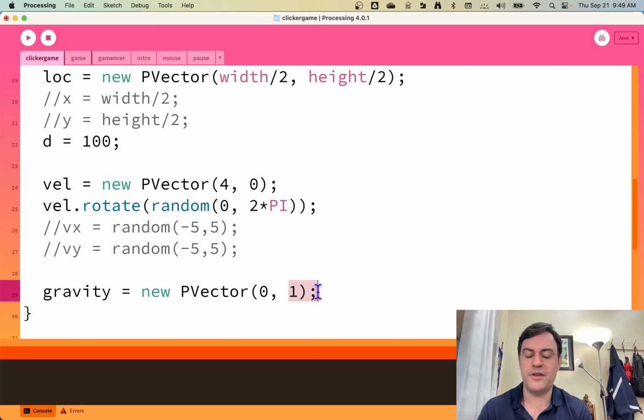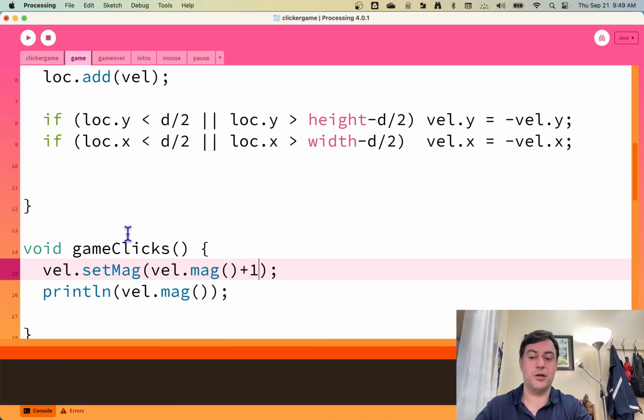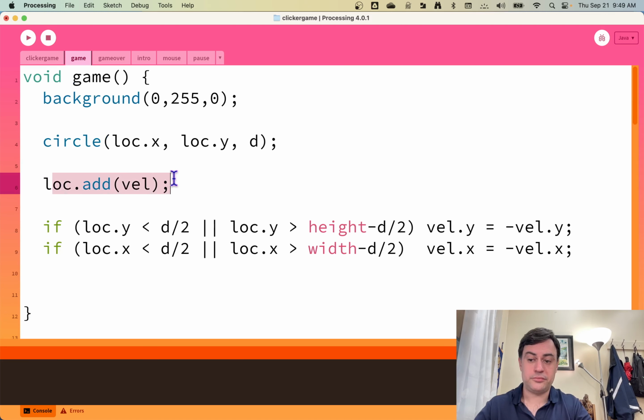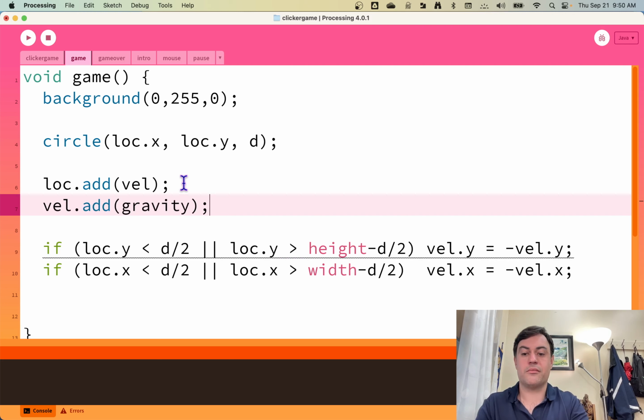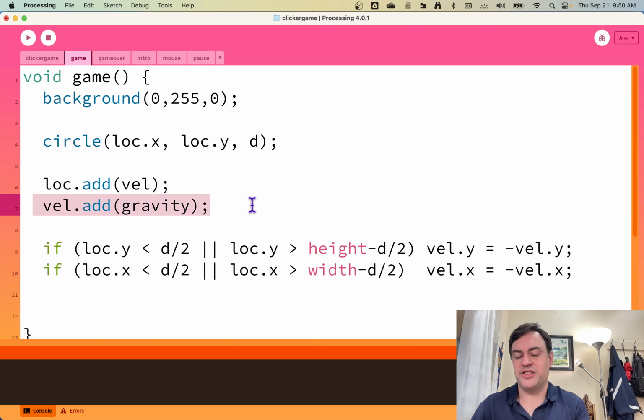So remember the definition of acceleration is just a change in velocity. So if I go over to our programming here, location.add(velocity), that's how we're changing location. That's what turns this into a velocity, right? A velocity is a change in location. So if we want to make an acceleration, we can change velocity with it, right? velocity.add(gravity). And that's the definition of an acceleration, right? So that's just going to work.